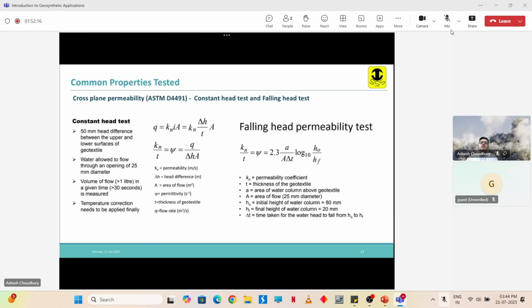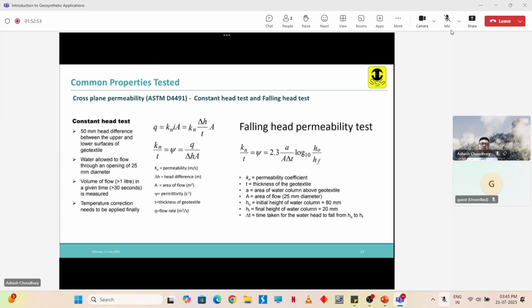You must have studied the constant head test and the falling head test in your basic soil mechanics, basic geotechnical engineering, when we study how to determine the permeability of the soil. The concept is the same here, but now we are finding out the permeability of the geotextile. That is the only difference. Before, we found the permeability of the soil; now we are finding the permeability of the geotextile.